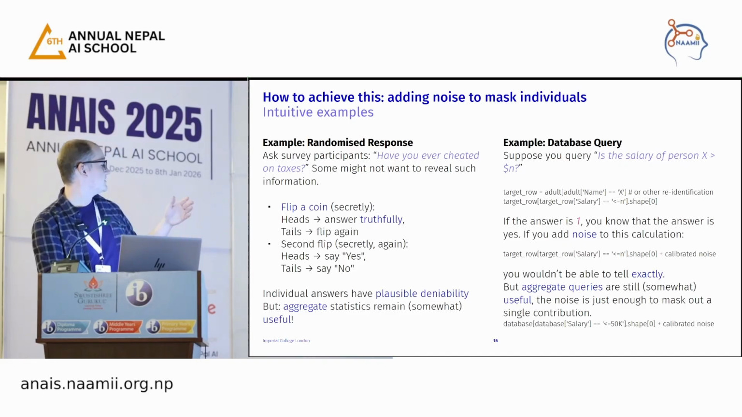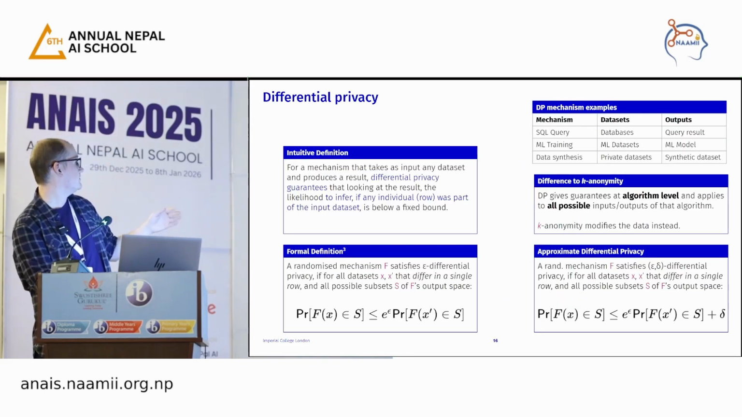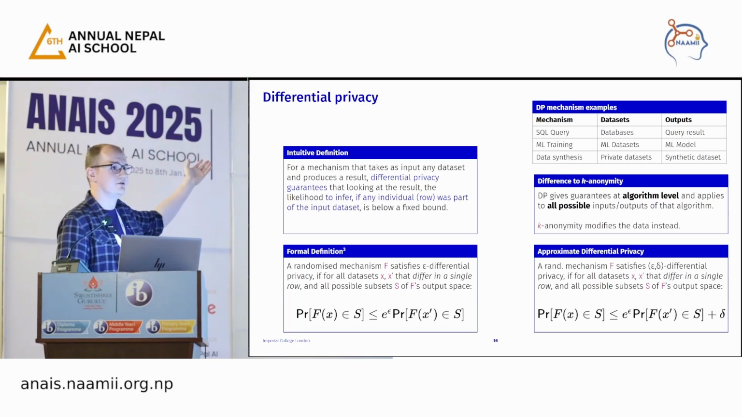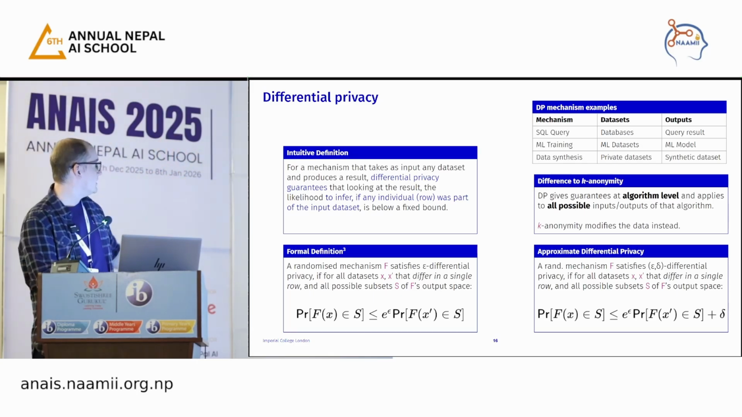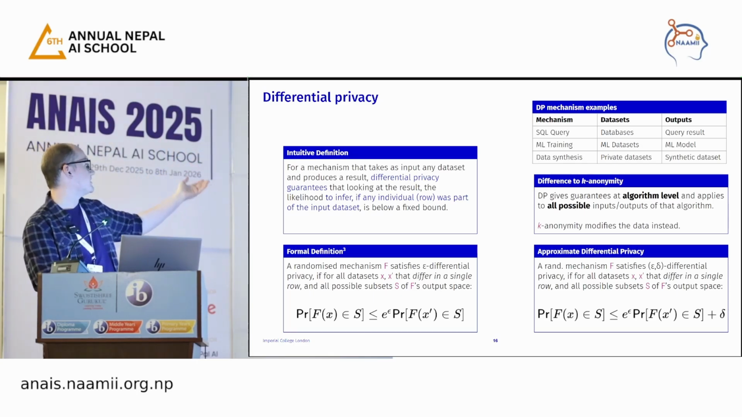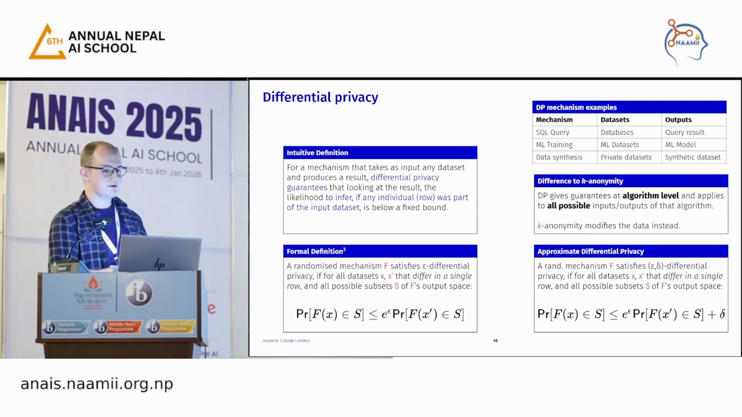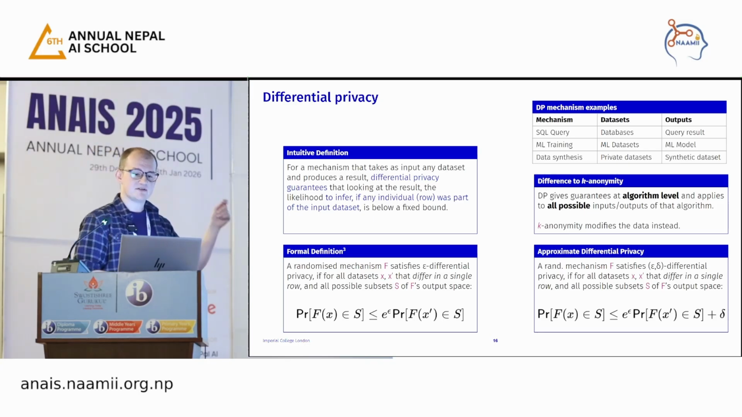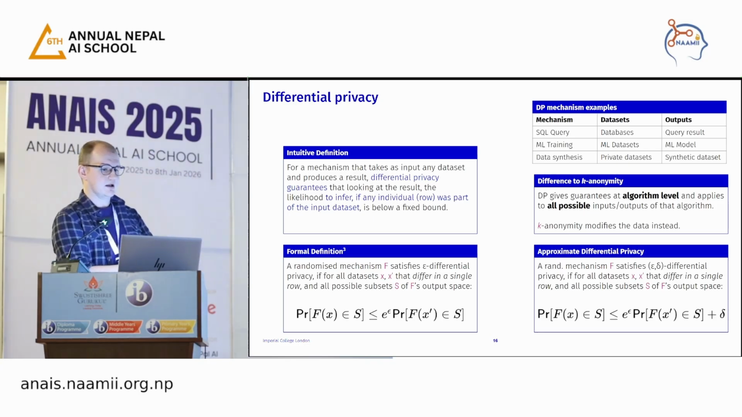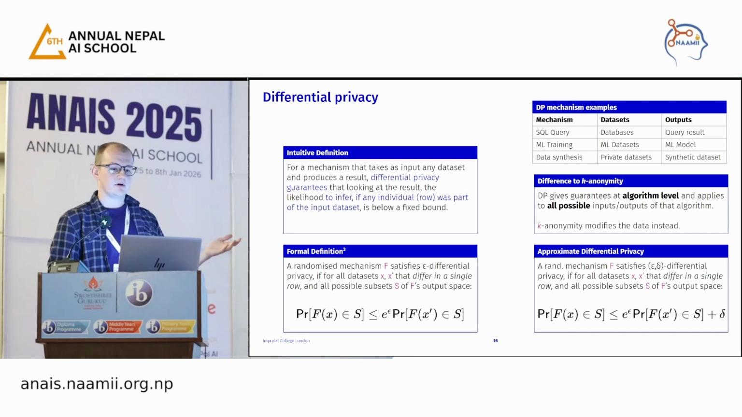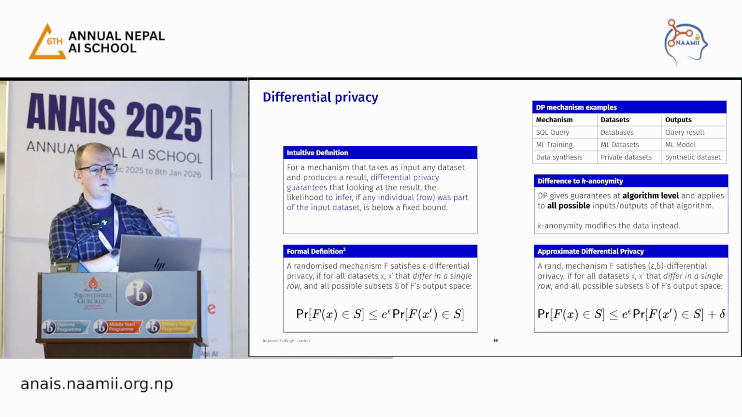So I hope this intuition makes sense, because we're going to formalize it now. And this is essentially exactly the intuition behind differential privacy. The intuitive definition is a mechanism that takes as input any data set and produces a result. Differential privacy gives a guarantee that if you look at the result, the likelihood to infer whether or not any individual row or individual's data was part of the input data set used to produce that result is fixed below a certain bound.